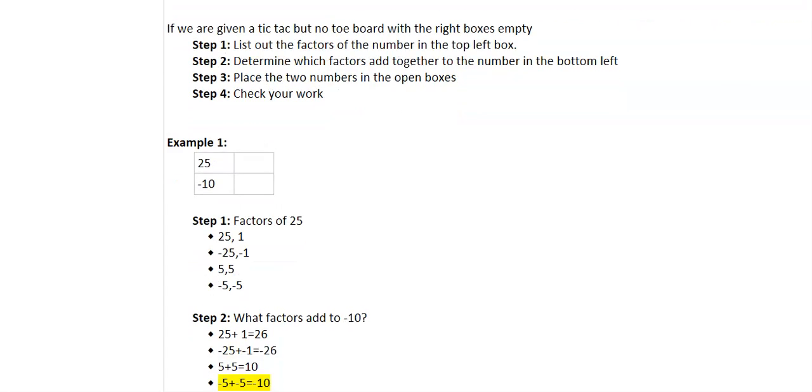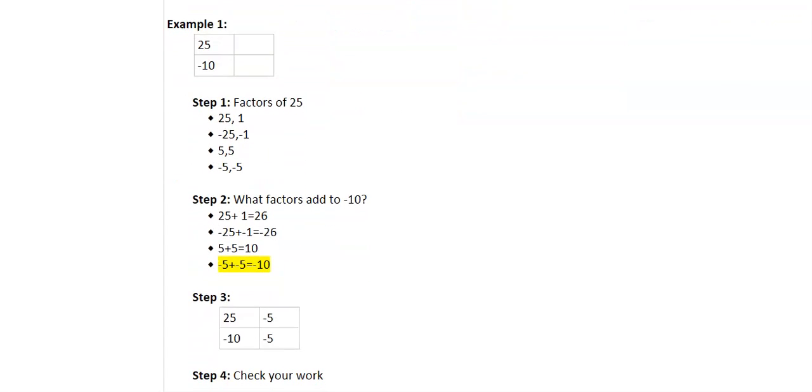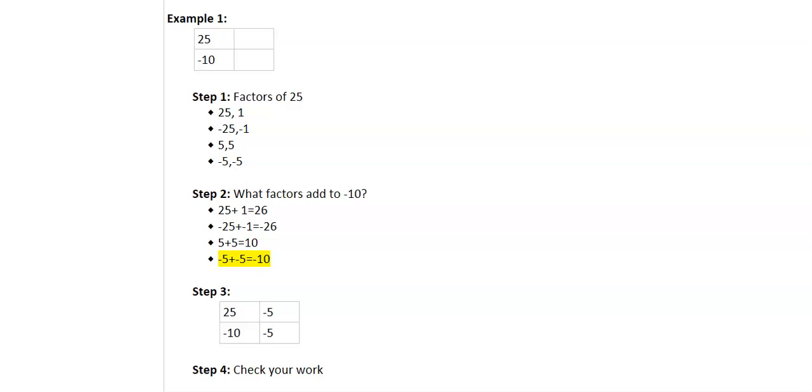So I have an example here. On the left side, I have 25 in the top box and I have -10 in the bottom left. So I know I need to find factors of 25. So I listed them out here. We have 25 times 1. We have -25 times a -1. We have a +5 times a +5. And we have a -5 times a -5. So my next step is to see which ones add to -10.